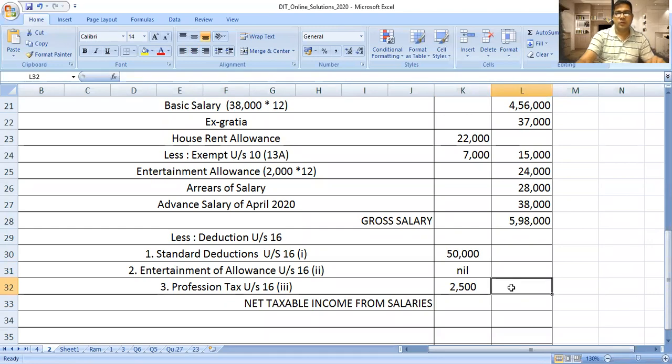So the total of these deductions is 52,500, and gross salary minus deductions is 5,98,000 minus 52,500, the rest of the value is 5,45,500. So I hope you understood. We have discussed two sums: one related to a government employee, another related to a non-government employee. Do you have any doubt?